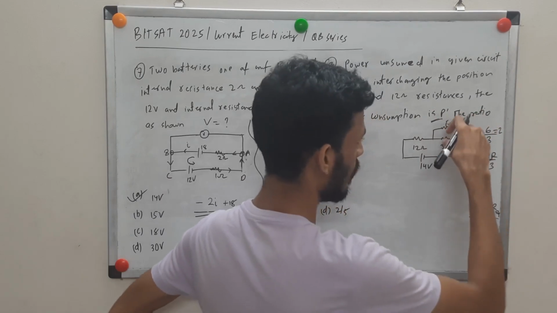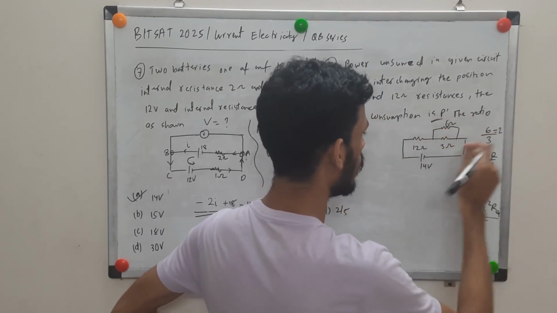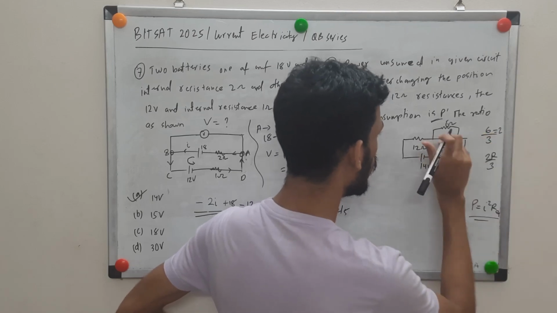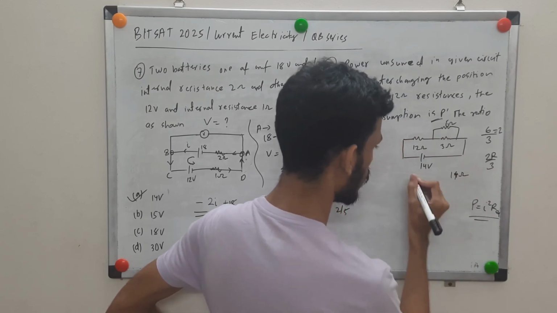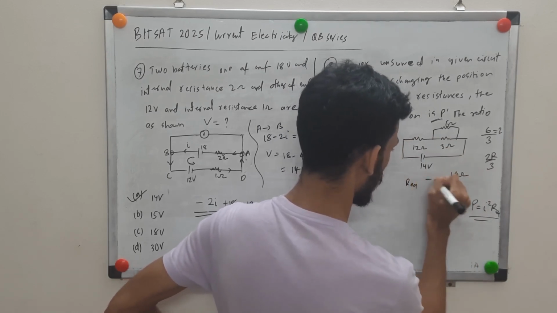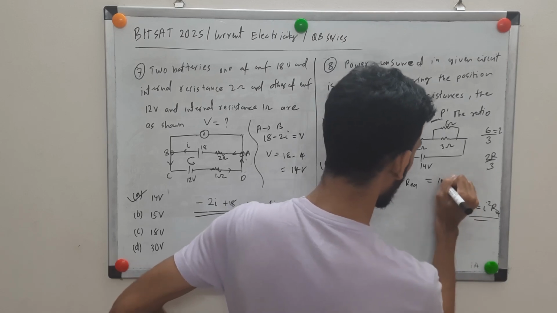Some students directly remember this. 6 and 3 in parallel is 2 ohms. So now this 2 ohms is in series with 12. So finally you will have 14 ohm resistance. So that saved you a lot of calculations, right? So the R equivalent is nothing but 14 ohms.